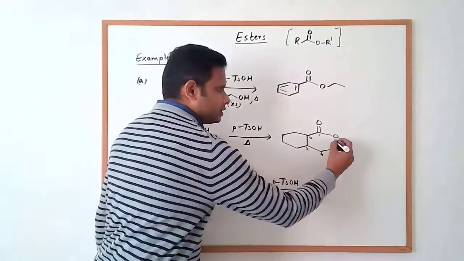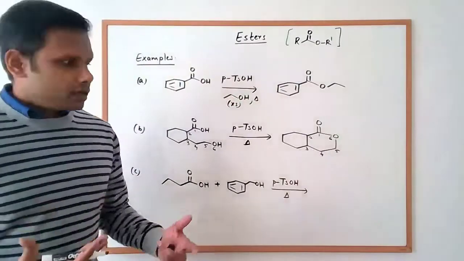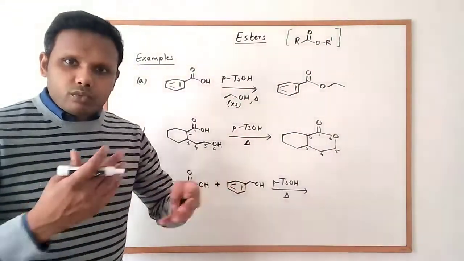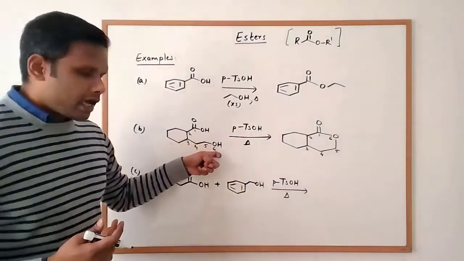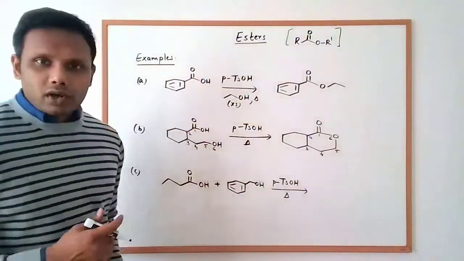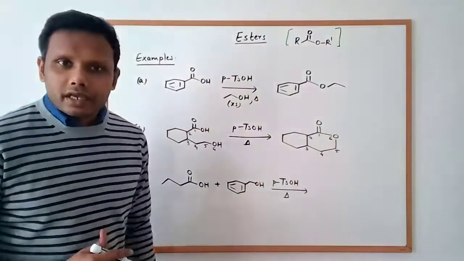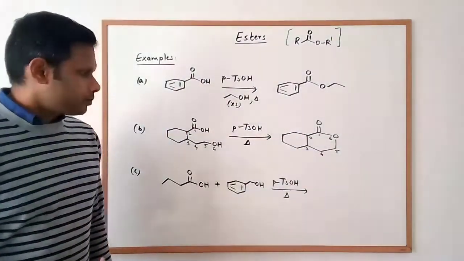So it would give us a cyclic ester, an ester molecule where the reaction happened within the molecule, okay? The alcohol was within the molecule, the carboxylic acid was within the molecule. They basically formed a bond. So you get an ester molecule that's cyclic in nature.